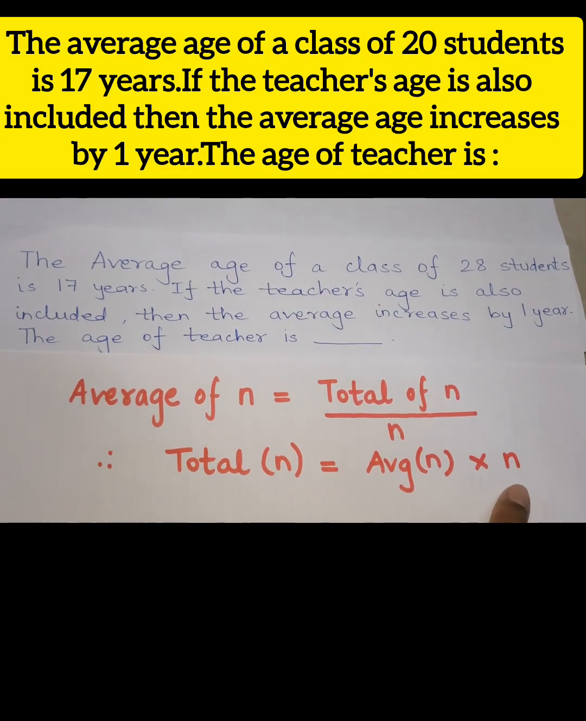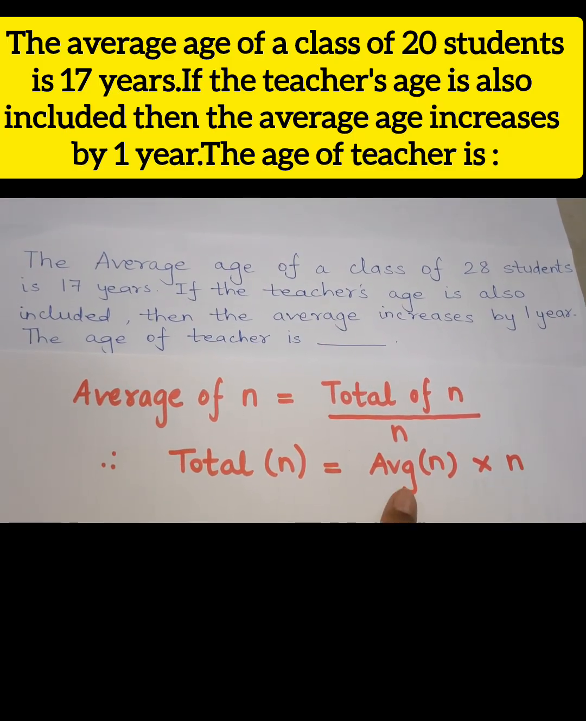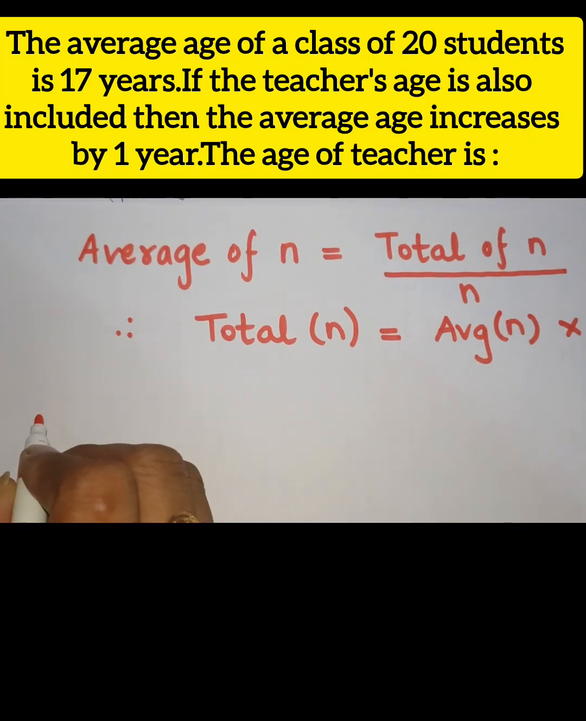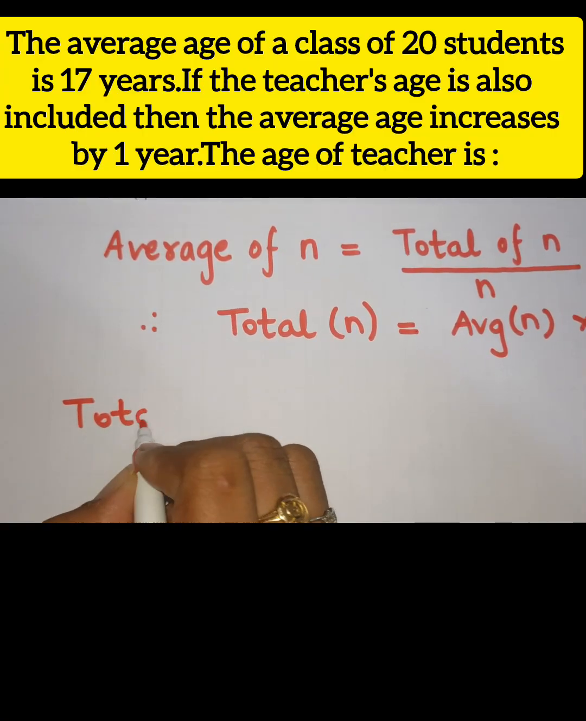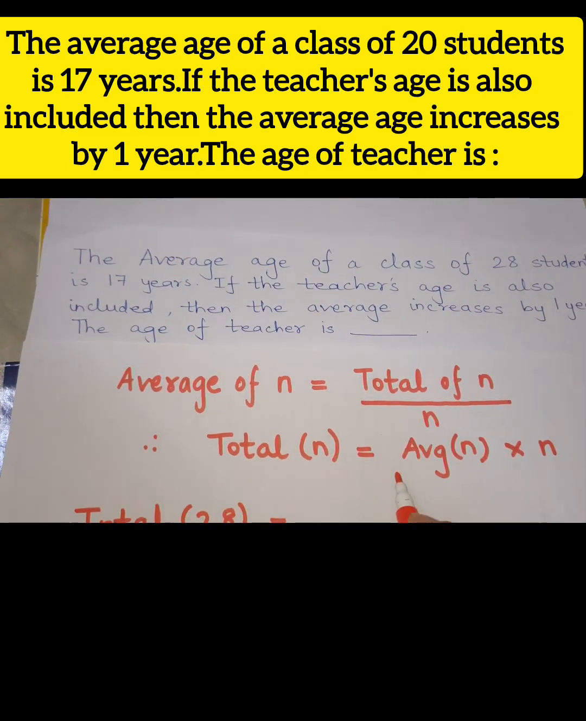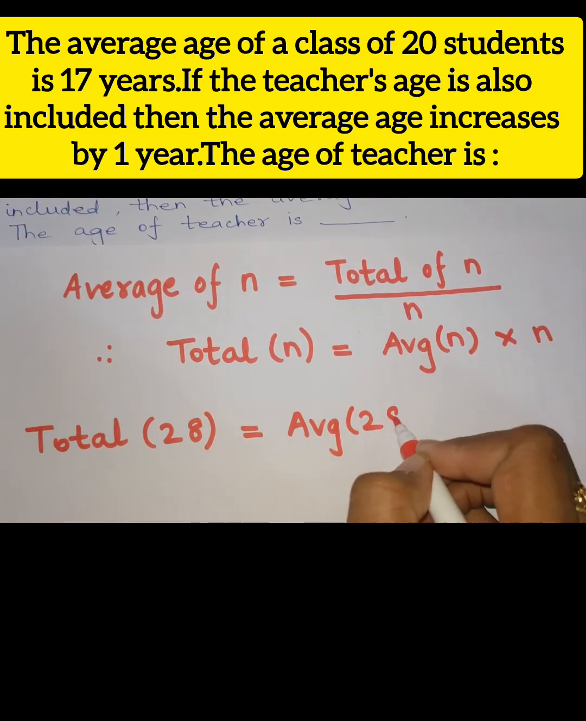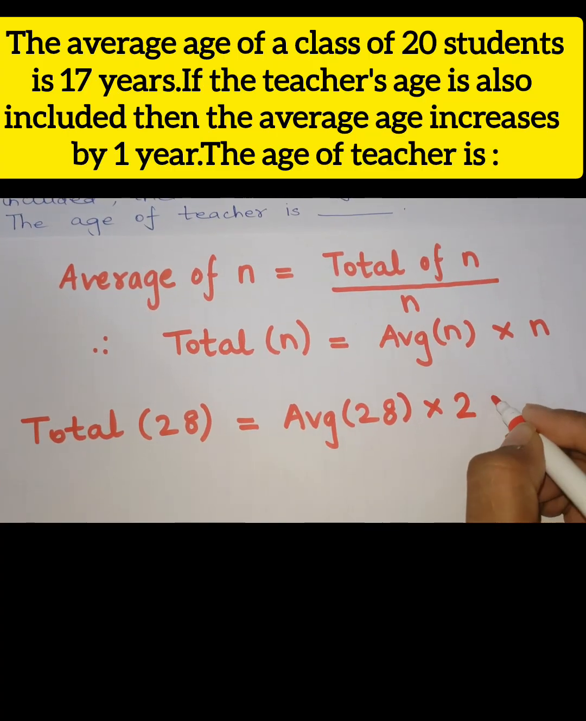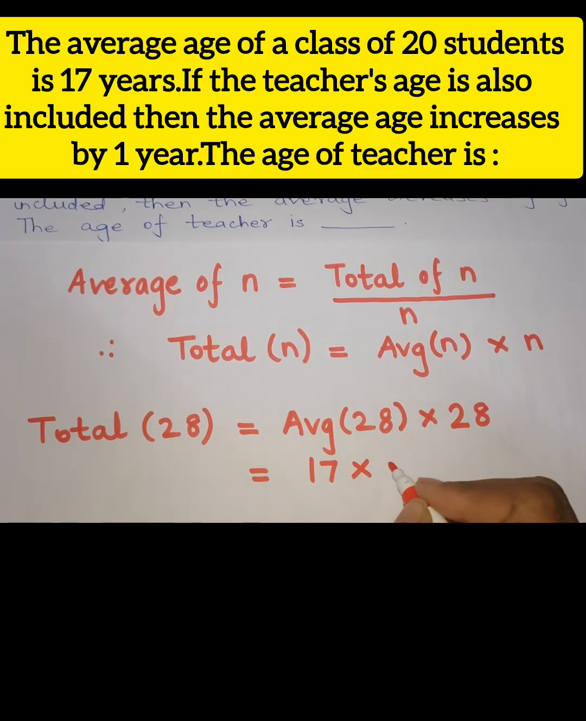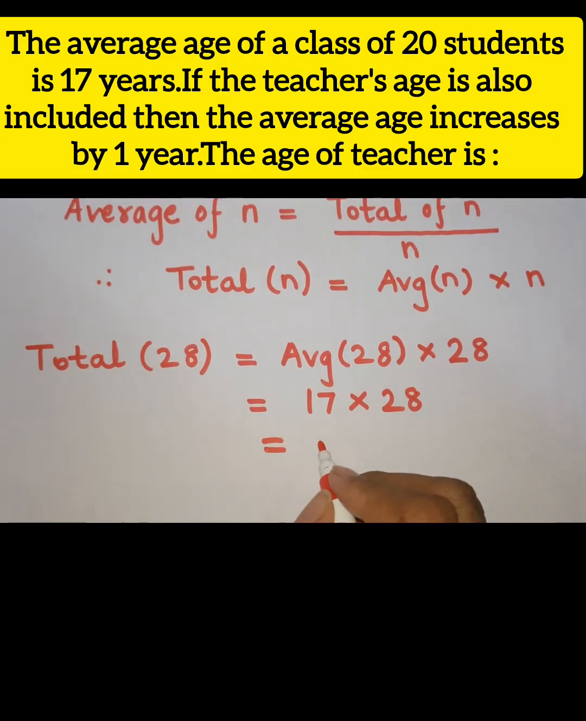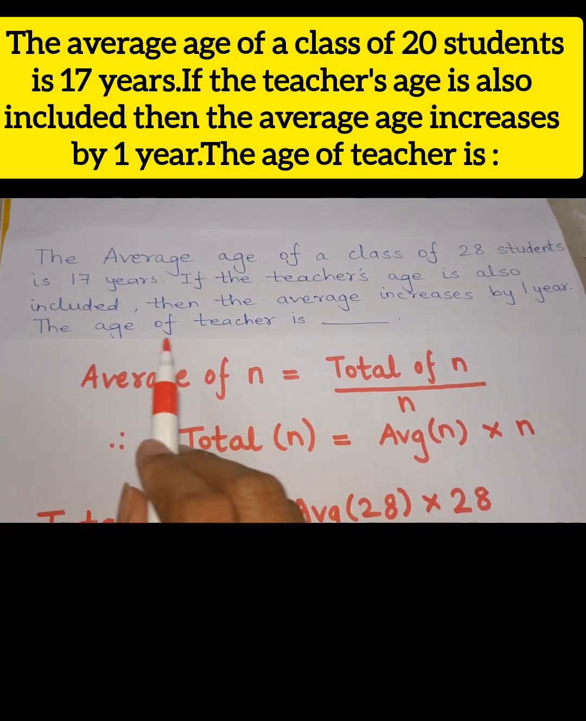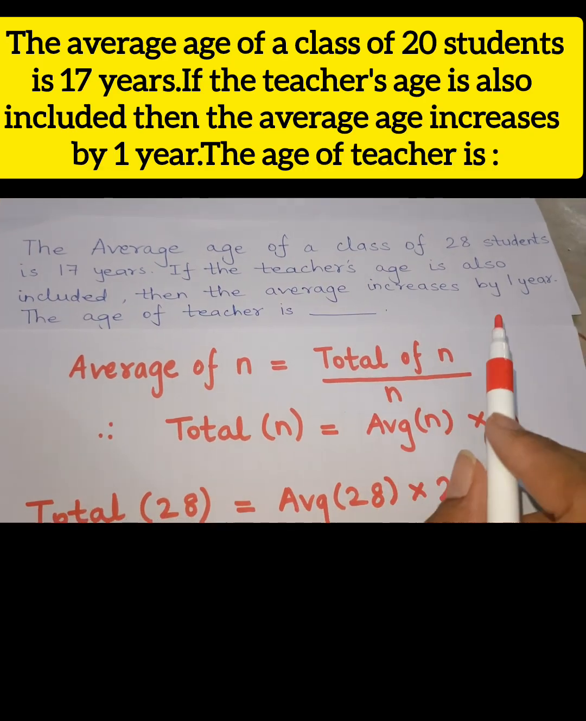It is given that the class is of 28 students. That means there are 28 values and the average is 17. But we don't know the total. So what we will do is, total of 28 is equal to average of 28 multiplied by the number of values, that is 28. So average of 28 is 17 multiplied by 28. If you multiply, you will get 476.